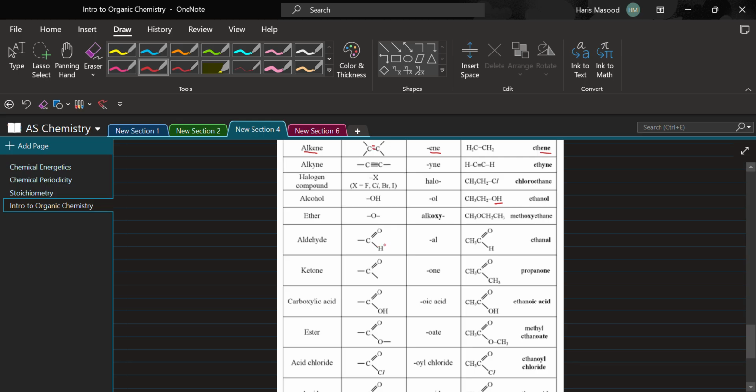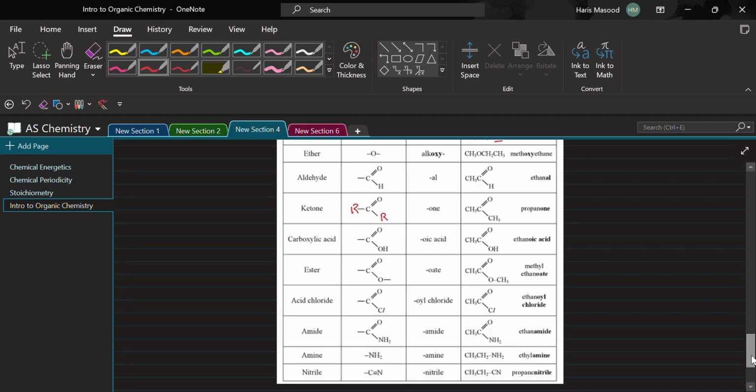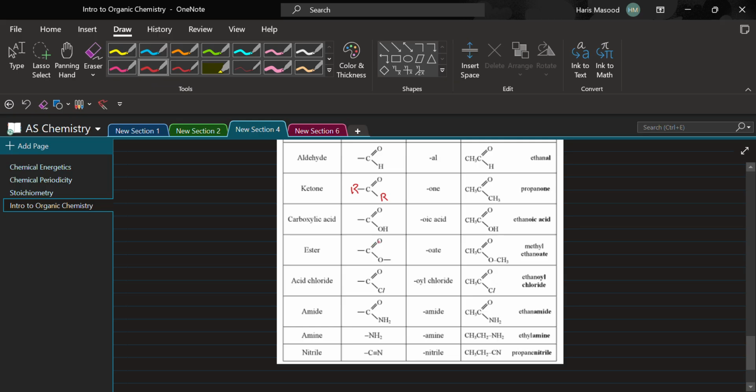We have aldehyde. Aldehyde is very important. You have C double bond O and then H. Ketone, C double bond O, and on both sides you have carbon chain. So there is no H on any side. So these are ketones. Example is written there. Carboxylic acids, C double bond O and OH. So these are like this. Ester, C double bond O and then O. These are the combination of carboxylic acids and alcohols. These two combine to form an ester.